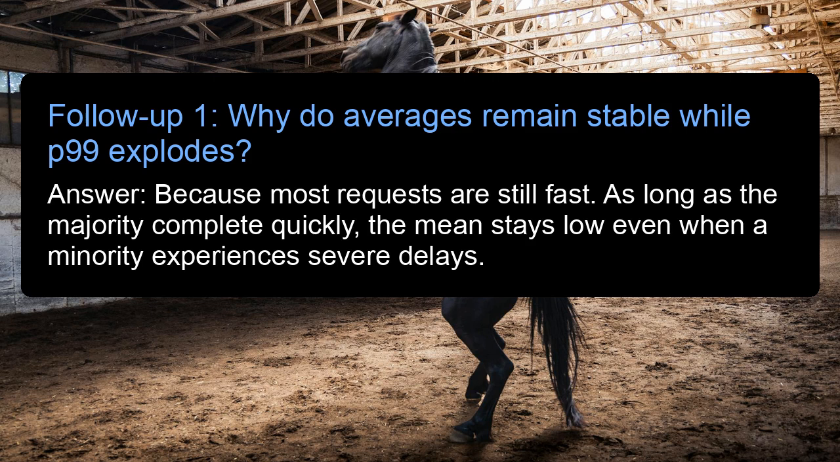Follow-up 1. Why do averages remain stable while P99 explodes? Answer: because most requests are still fast. As long as the majority complete quickly, the mean stays low even when a minority experiences severe delays.